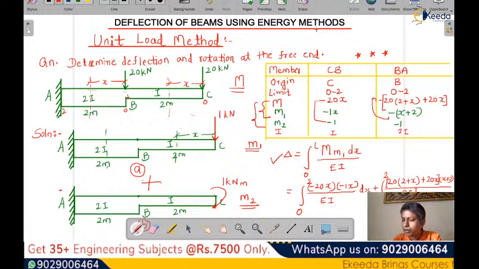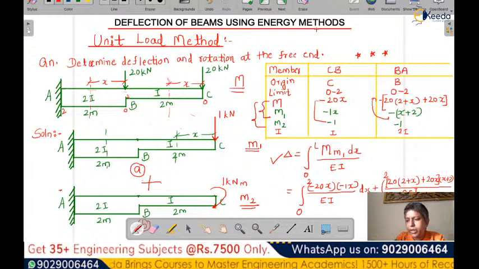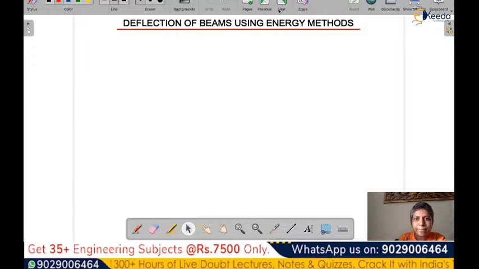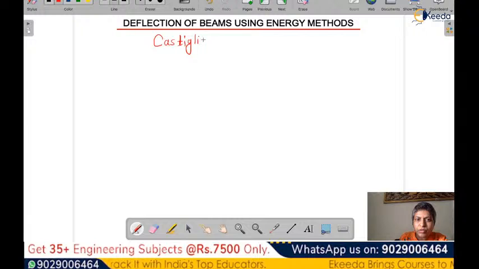And then there is one more method which is called Castigliano's method. Okay, so Castigliano's theorem is also there. So in that case, instead of unit load, we consider a load P. In that case, I will just show how we form the equations. So this is the third method, Castigliano's method.